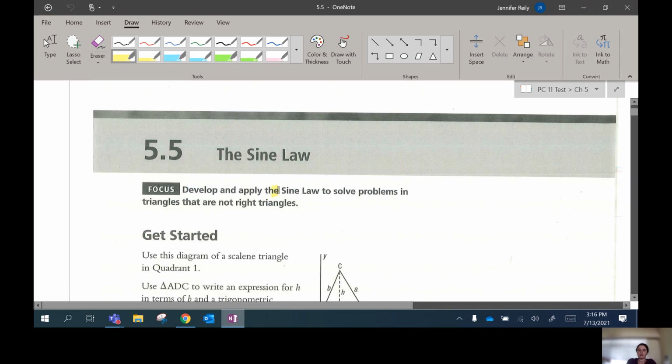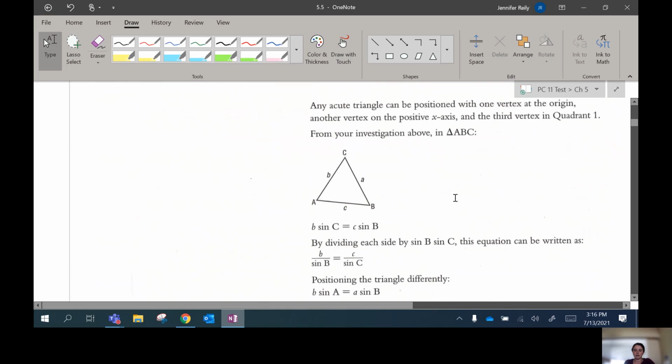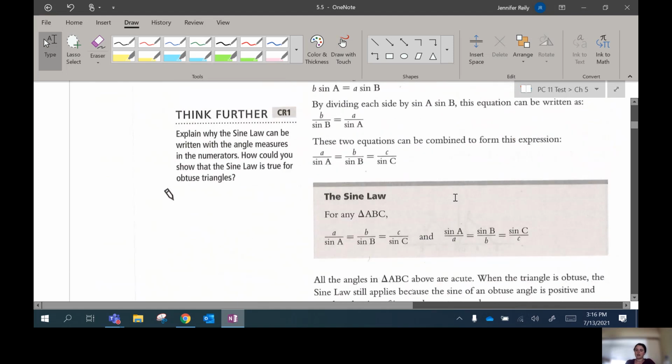So we're going to apply something called the sine law. I'll talk about what the sine law is, and we'll solve problems involving triangles that are not right triangles. So these triangles we have today will not have a 90-degree angle. We're going to skip the whole first section of the getting started here and move right to the bottom of the second page where it actually tells us what the sine law is.